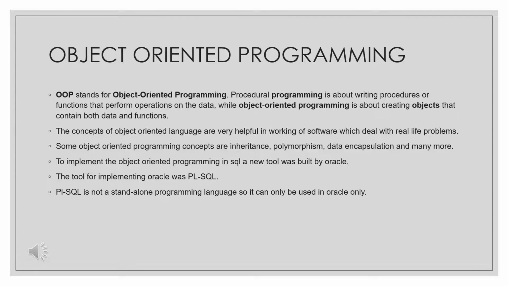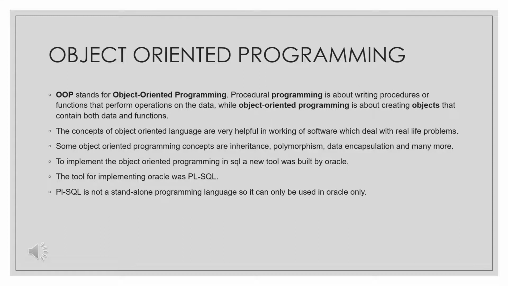We create some entity or some variables in the programming which have their own data and their own methods, and the methods are used to manipulate that data. In this way, we can work with real-life entities which have some attributes and some methods. Object-oriented programming is about creating objects that contain both data and functions.